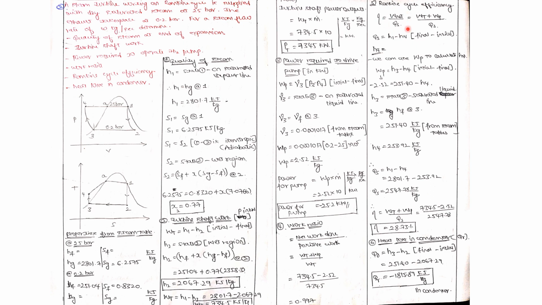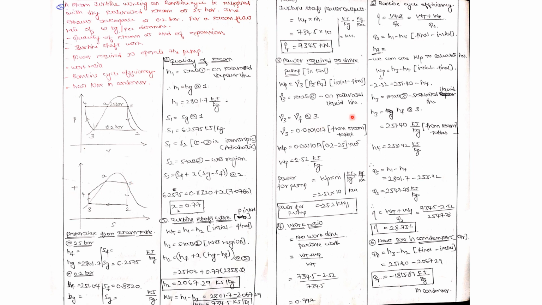So you need to find the heat supplied here. You have already calculated the turbine work and pump work. Now we have to calculate the heat supplied. How will you calculate it? Where are you supplying the heat? You are supplying from 4 to 1 here. Since the steam enters the turbine in a saturated condition, your state 1 lies on the saturated vapor line. So your heat supplied would be final minus initial: h1 minus h4. You know the value of h1, but you don't know the value of h4. So you need to calculate h4.